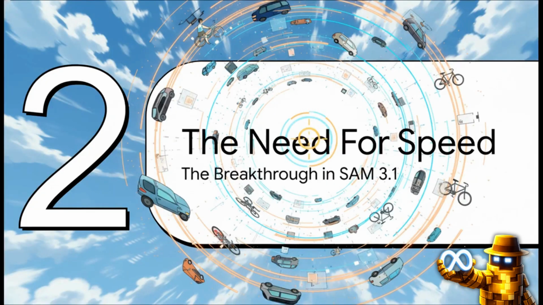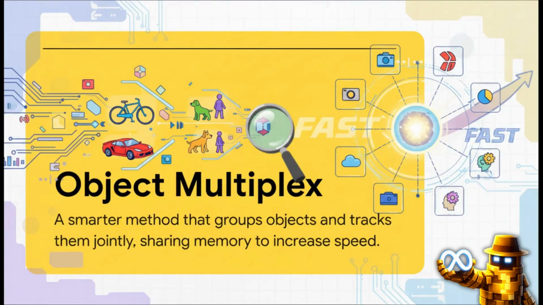But just finding objects is only half the battle. For this to be truly useful in the real world, like say in a self-driving car, the AI has to track those objects in real-time video, and that requires incredible speed. This brings us to the main breakthrough in this latest version, SAM 3.1. The big secret sauce is this really clever technique called Object Multiplex. To put it simply, it's a super efficient way to track lots of different objects in a video at the same time. Instead of treating each object as a totally separate job, it smartly groups them and processes them together. This makes the whole system unbelievably fast.